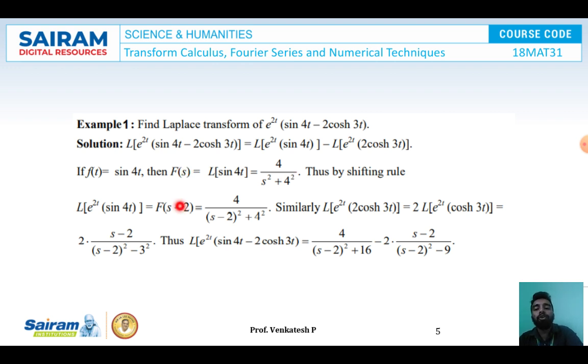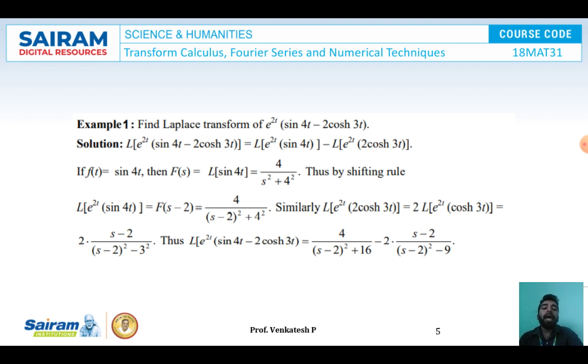So to find this F of s minus 2, I am going to convert all s in terms of s minus 2. So we got Laplace transform of e power 2t sine 4t will be equal to 4 by s minus 2 whole square plus 4 square. So now same thing from this function, choose f of t is equal to cos hyperbolic 3t, apply Laplace transform on both the sides. So we'll be getting s divided by s square minus 3 square.